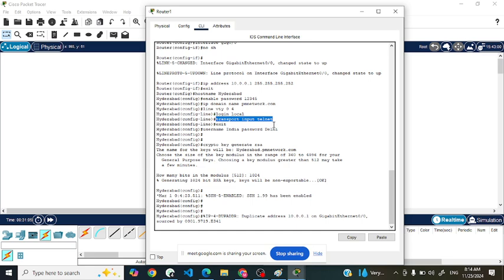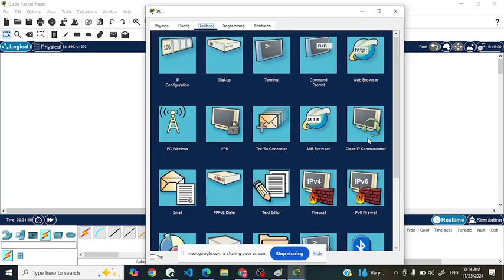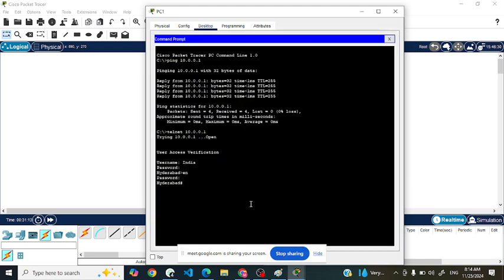Here I am giving transport input telnet, and let me try to open this router by SSH. So SSH dash L, username, then host name, IP address. It is refusing because we have given only telnet here.